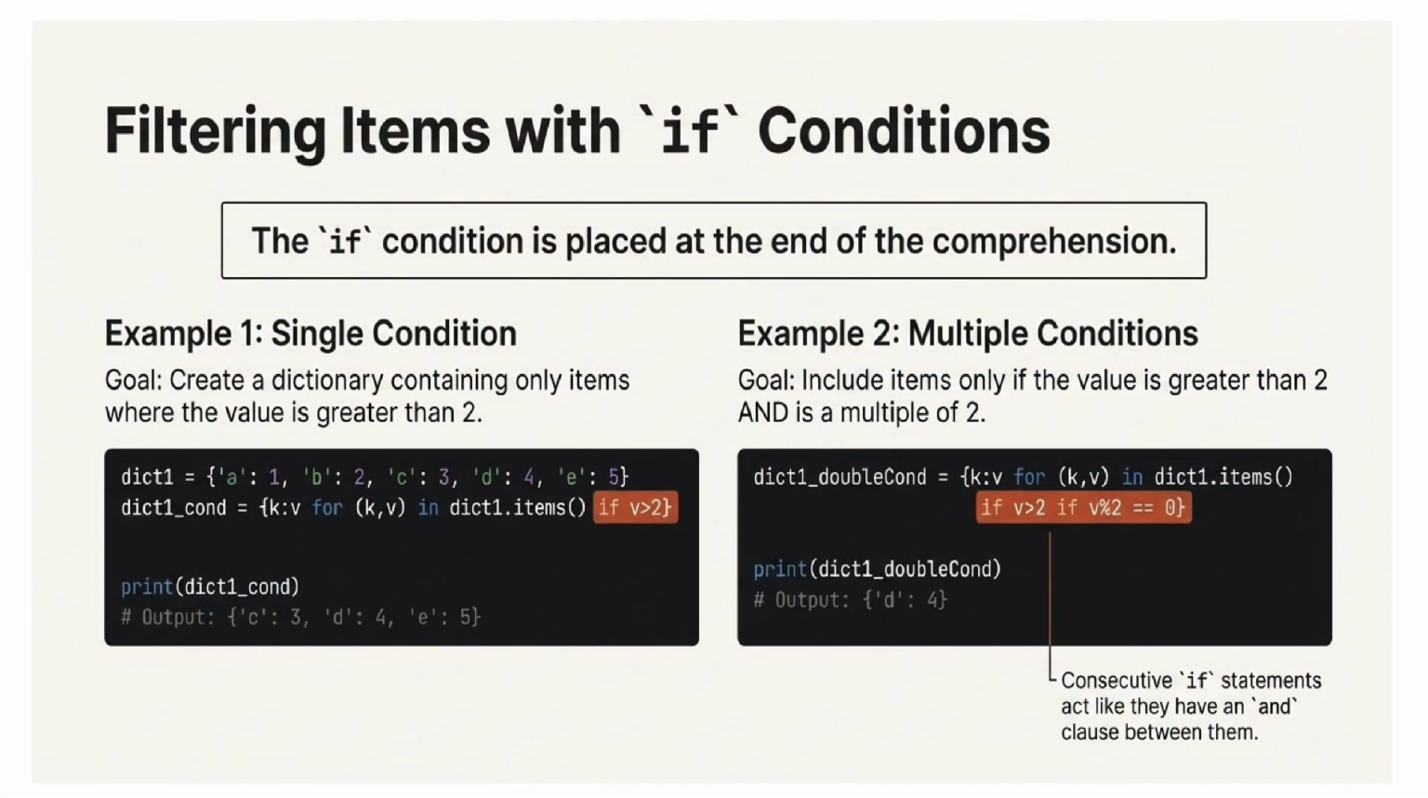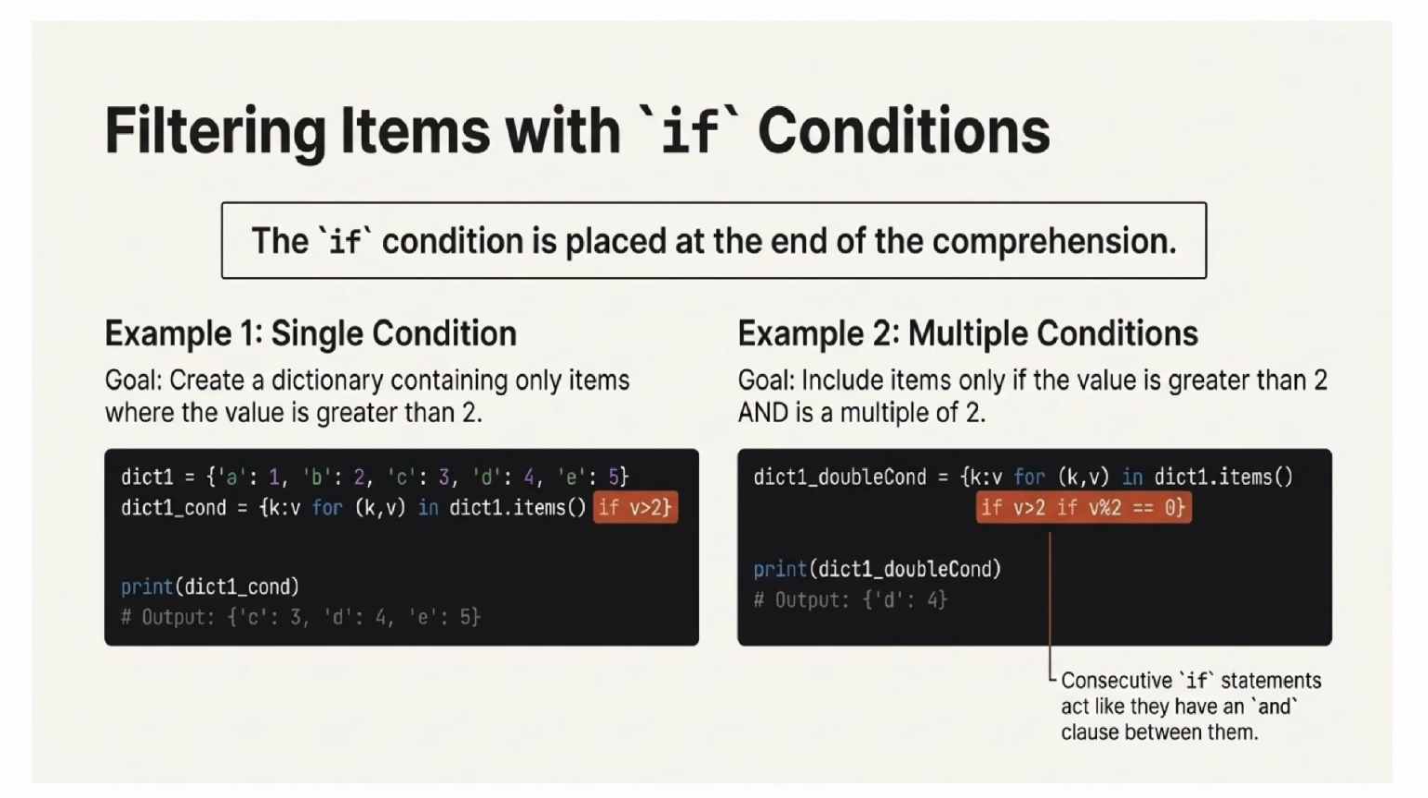Let's see how filtering uses if in dictionary comprehensions. The key rule is important. The if condition is placed at the end of the comprehension. Let's start with the dictionary containing letters and numbers. The goal is to keep only values greater than 2. Using if v > 2, Python checks each value. Only matching items are included in the new dictionary. That is why the output contains only C, D, and E.